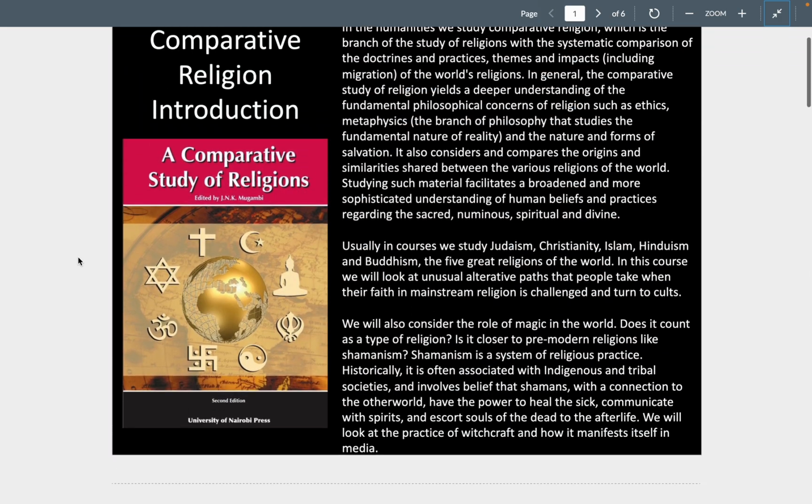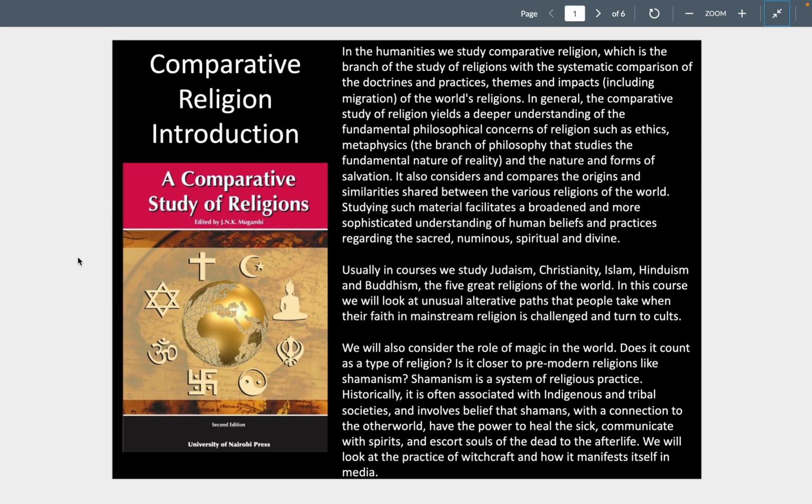So we're going to take our religion studies and we're going to look at how witchcraft and Wicca is a recognized religion in America. And then also, I think we want to look at how witchcraft has some of the qualities of shamanism in terms of healing the sick and communicating with spirits and escorting souls of the dead in the afterlife.